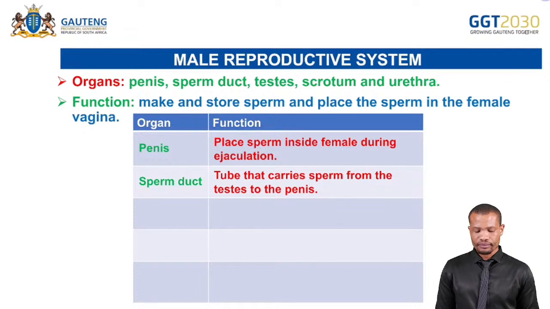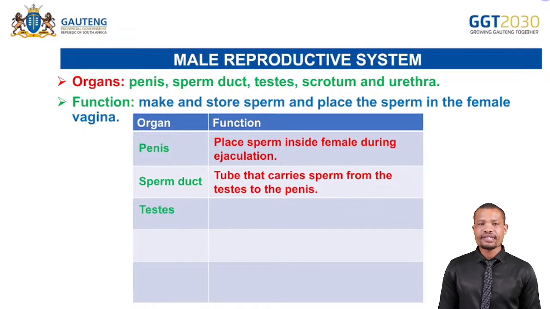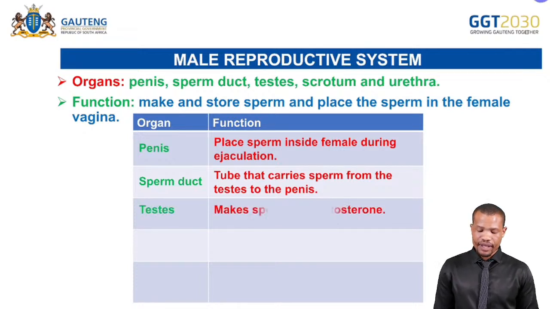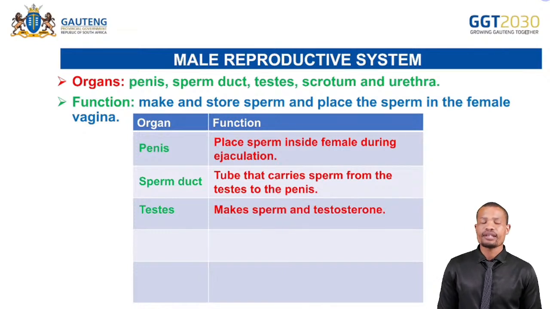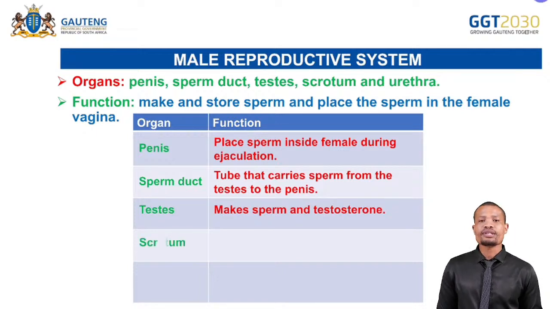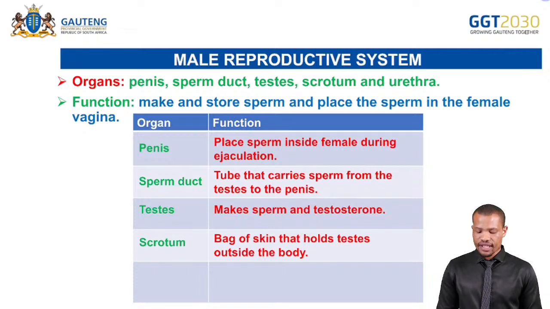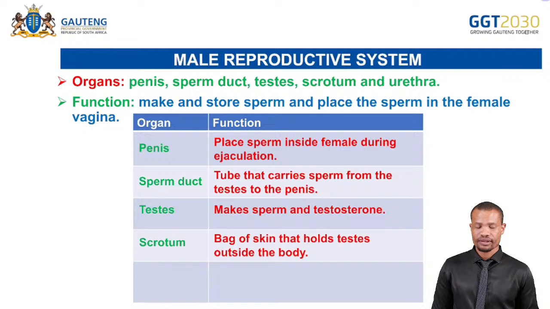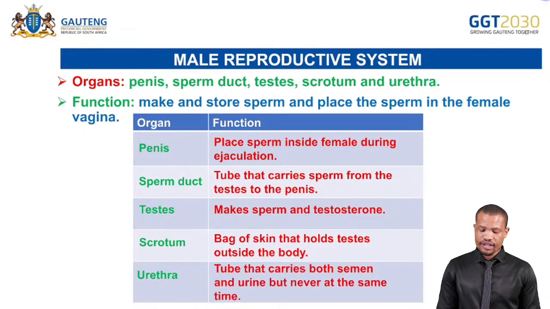Okay. The next one is the testes. What do the testes do? They make sperms and testosterone. The next one will be the scrotum. What does the scrotum do? It's a bag of skin that holds the testes outside of the body to regulate the temperature. Okay. Then the last one will be the urethra. What does the urethra do? The urethra is a tube that carries both semen and urine, but never at the same time.